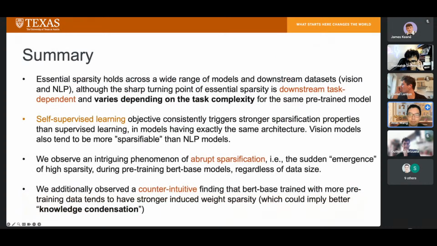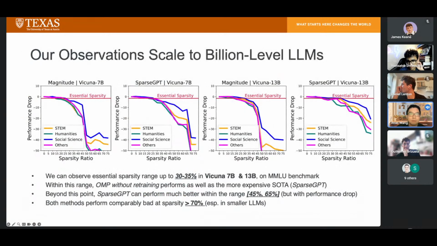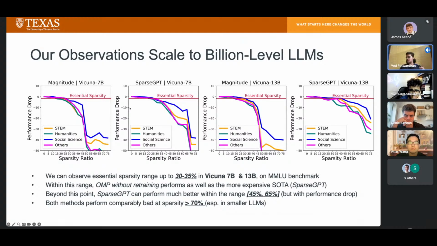So now let's continue and go to the experiment I promised you. Let's go to the billion level stuff. We have conducted the essential sparsity experiment on Vicuna 7B and, sorry to interrupt, there are a couple of questions on the YouTube video. So please. The first one is, is there any estimate on the functional relation between the total number of parameters and the number of parameters you can remove with sparsity?